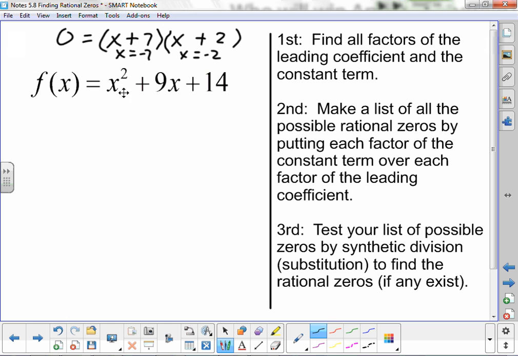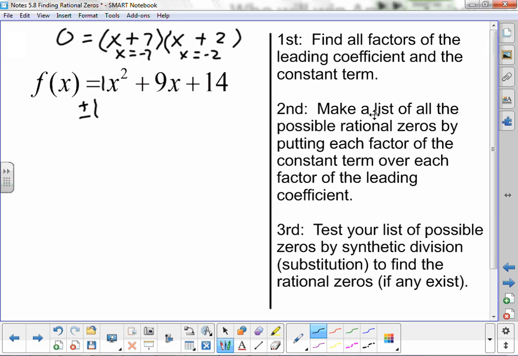So what we're going to do is factor the front. Now the front, there's a 1 there. The factors of 1 is 1, because 1 times 1 is the only way to get a 1. But you also have a -1, because -1 times -1. So we're going to say there's a +1 and there's a -1. So there's your list of the leading coefficient.